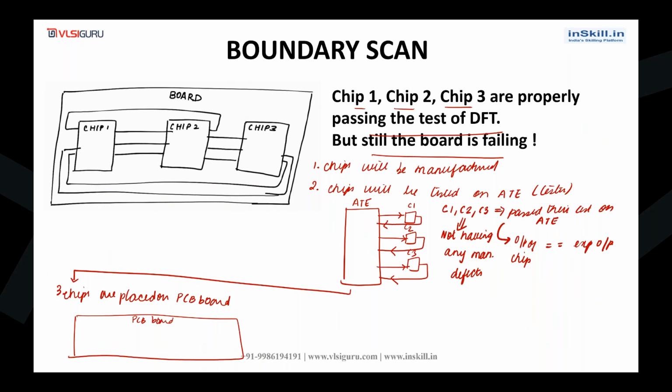Okay, and then what will happen? This is nothing but chip 1, chip 2, chip 3, placed on the PCB board. And then the interconnection between the chips is also there. The chips are placed on the PCB board, and the interconnection between the chips is formed.